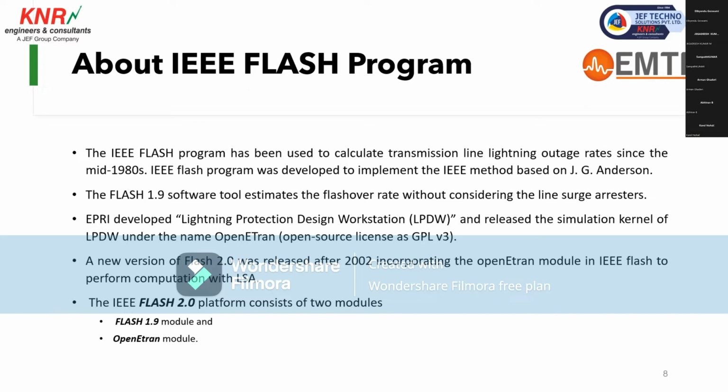as a mitigation. And in parallel, EPRI had its own in-house tool called Lightning Protection Design Workstation. Later in the 2000s, they released their in-house tool as open source. So later in 2002, a new version of Flash was released, which is a combination of both this OpenETRAN and Flash. So now using this Flash 2.0, we can estimate the line performance both with and without arresters.